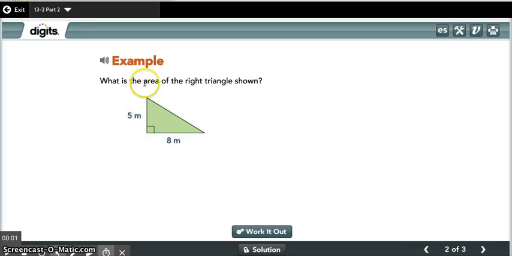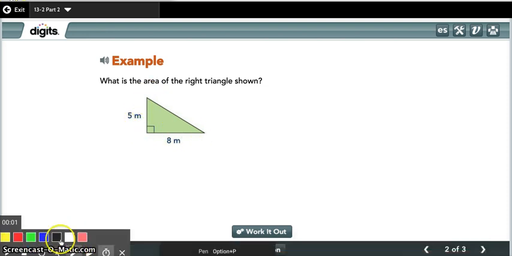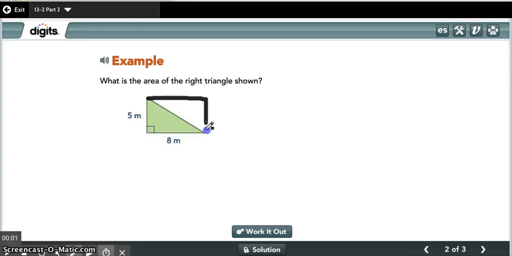So now we're asked to find the area of the right triangle shown below. So again, we need to picture this as a rectangle. So let me draw this as a rectangle. If we were going to picture this as a rectangle, we would need to do 5 times 8 and then take half of it. Well, what is 5 times 8? 5 times 8 is 40, and now I need to take half of it. 40 divided by 2 is 20. So the area is 20 meters squared or square meters.